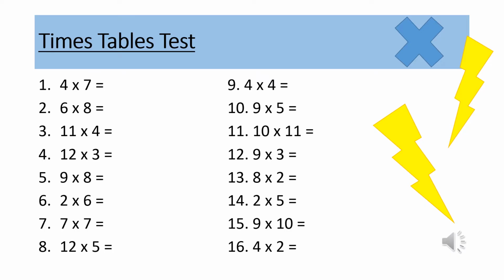Let's start off with a times tables test. Now we've got 1 to 16 here. If you've got a timer, grab it and put it on and let's see how long it takes you to do these times tables. Work through them carefully, and if you need to do some working out on the side, do it. If you need to use your fingers, and you shouldn't be using your fingers, but if you need to, go for it as well. And then press pause when you're done, because the next clip is going to show you the answers.